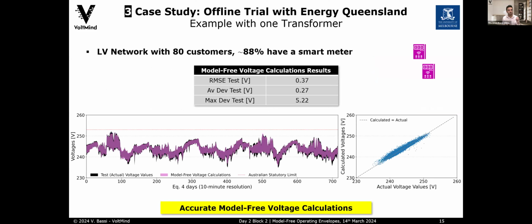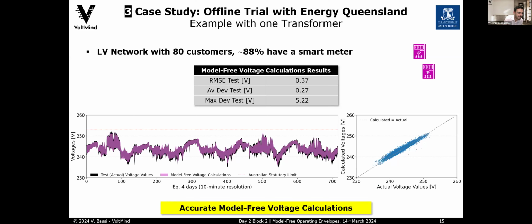For this case, we use only 2.5 weeks at 10 minutes resolution of smart meter data to produce the corresponding neural network. In the upper part, what you are seeing are the numerical results, again, in terms of root mean square error, average deviation, and maximum deviation, where we can see that we obtain really accurate results, achieving an average deviation of less than 0.3 volts, which is really accurate.